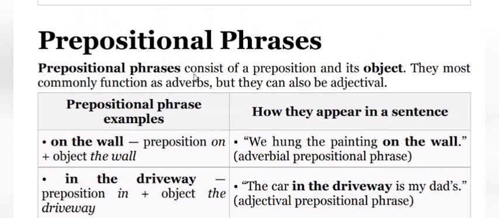Prepositional phrases consist of a preposition and its object. They most commonly function as adverbs, but they can also be adjectival. Prepositional phrase examples: on the wall, preposition on plus object the wall. How they appear in a sentence: we hung the painting on the wall. It is an adverbial prepositional phrase, because the preposition on plus the object the wall acts as an adverb.